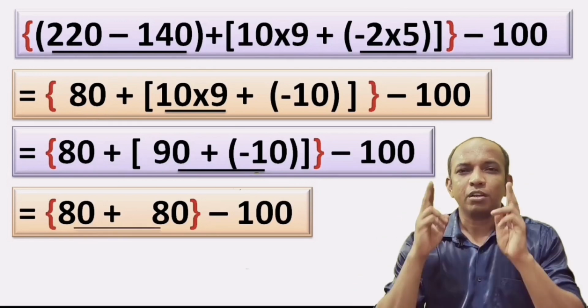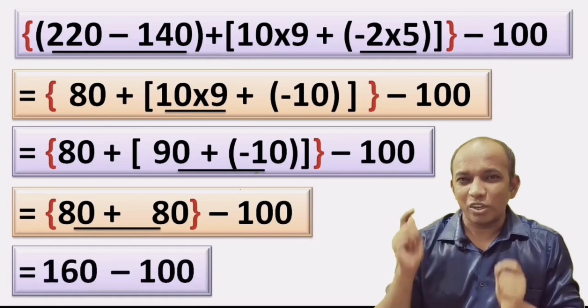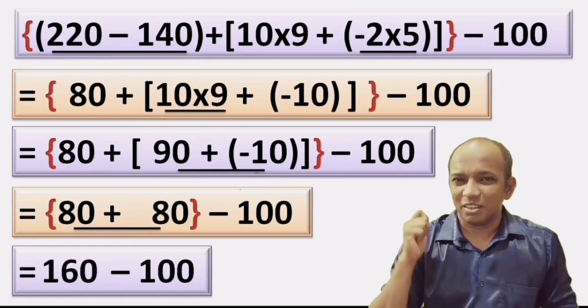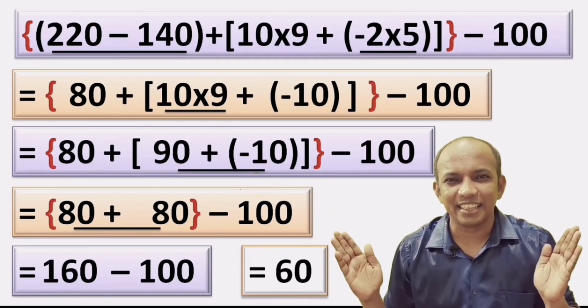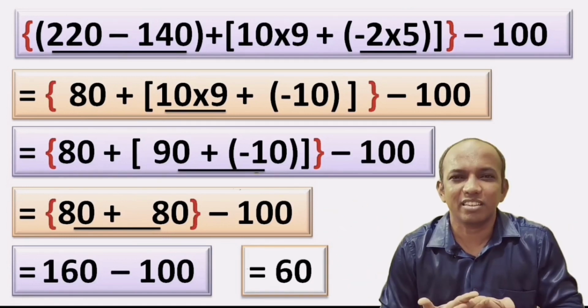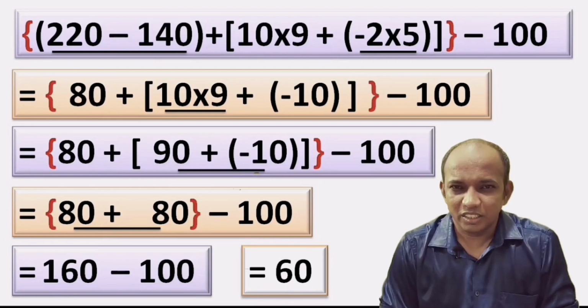So here we go forward. 80 plus 80 results in 160. Outside the bracket it is negative 100, so 160 minus 100 we get 60, and that is the last number remaining. There is the answer for us, right?